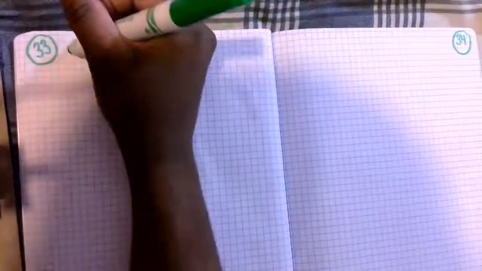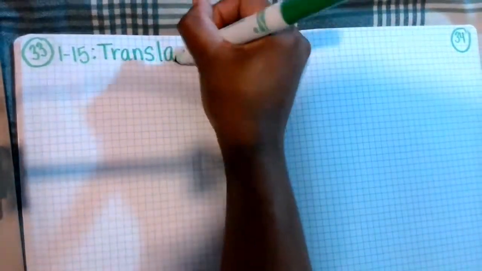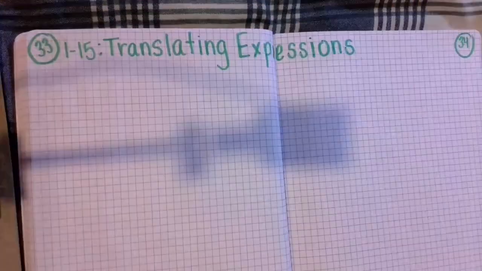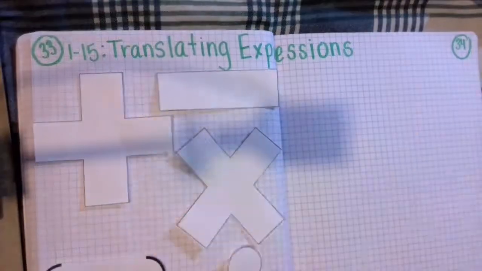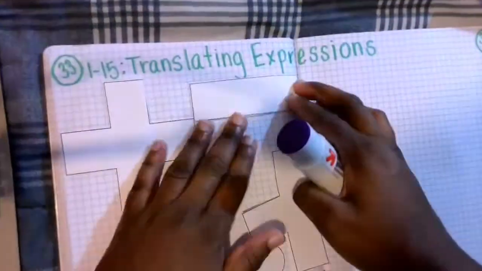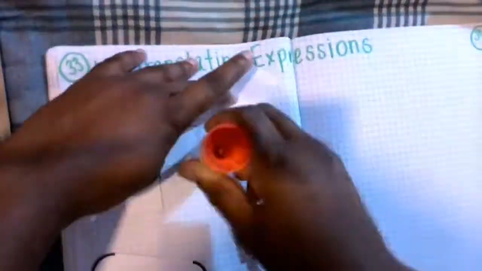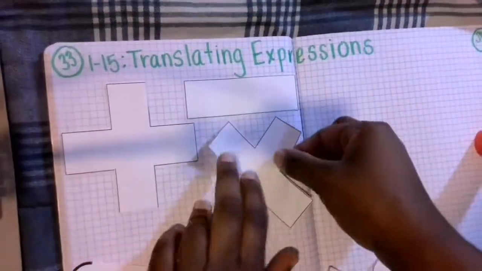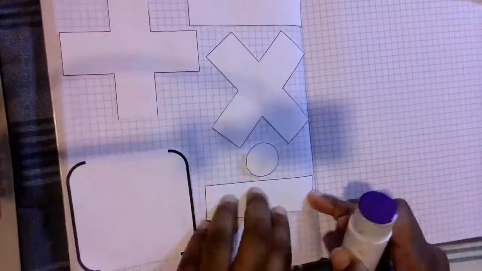Now we're going to turn over and number pages 33 as well as 34. And we're also going to title this lesson 1-15, Translating Expressions, because this lesson did not come with titles on it. Each of the operations, you will need to cut them out individually and paste them to page 33. You'll just have to find a pattern that fits. This happens to be the pattern that I have used. And you want to glue each one down individually.